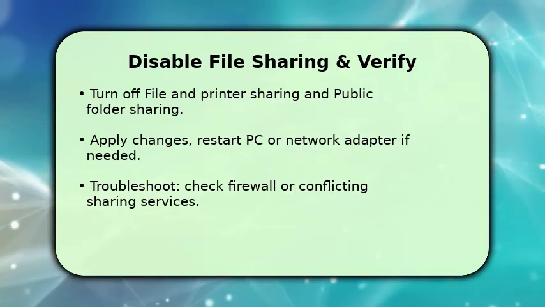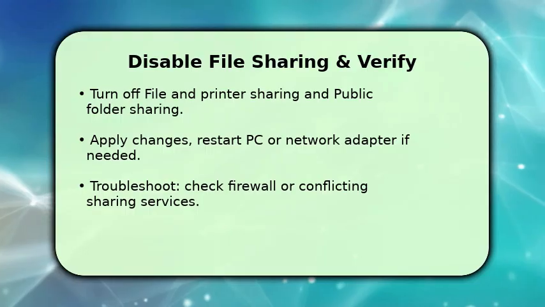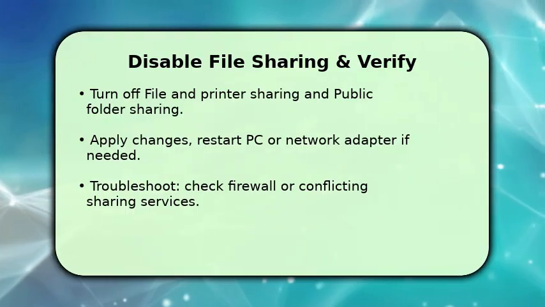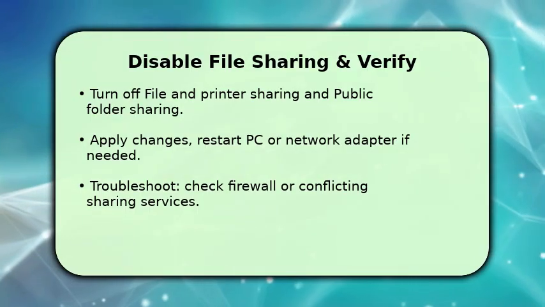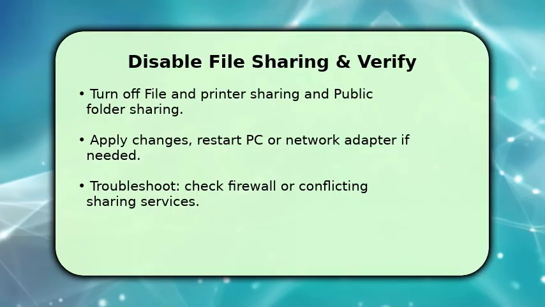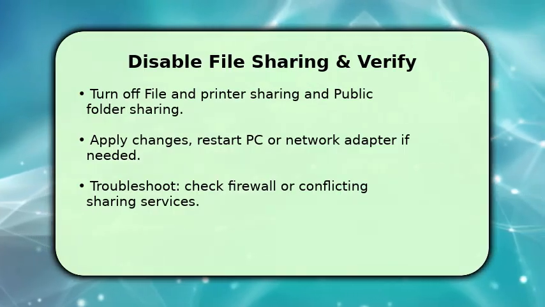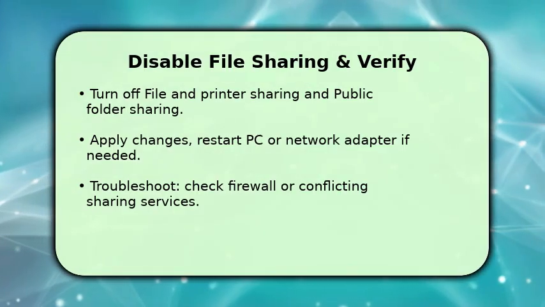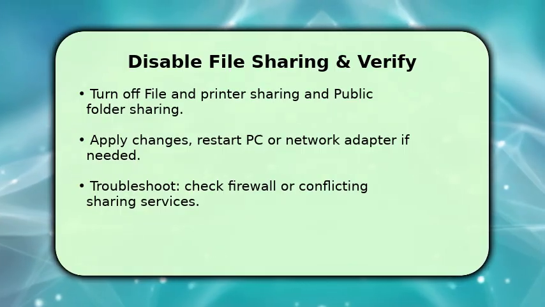Make sure Windows firewall rules aren't re-enabling sharing. If sharing persists, open Services and confirm Function Discovery Provider Host and Function Discovery Resource Publication are stopped and disabled. If problems remain, reboot and recheck settings to confirm network discovery and sharing are off.